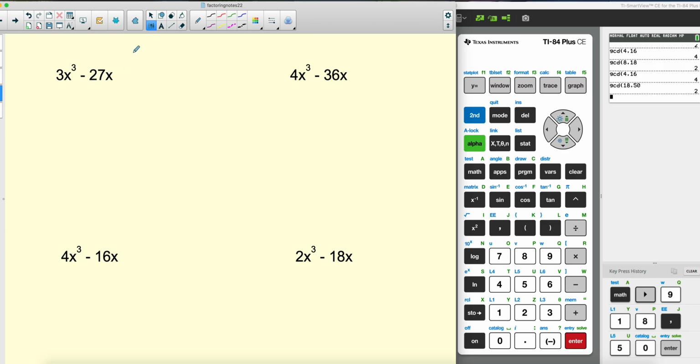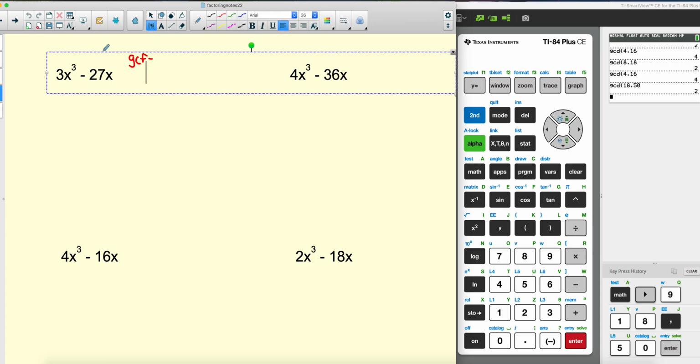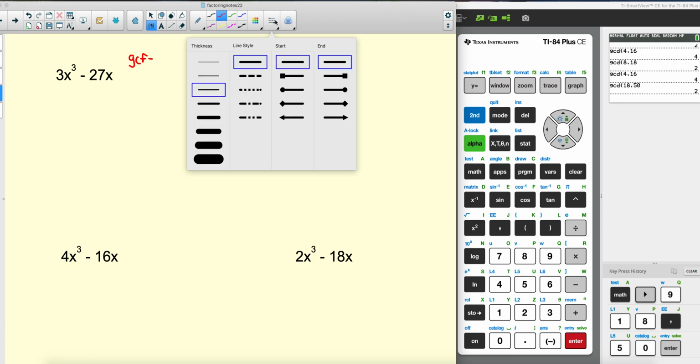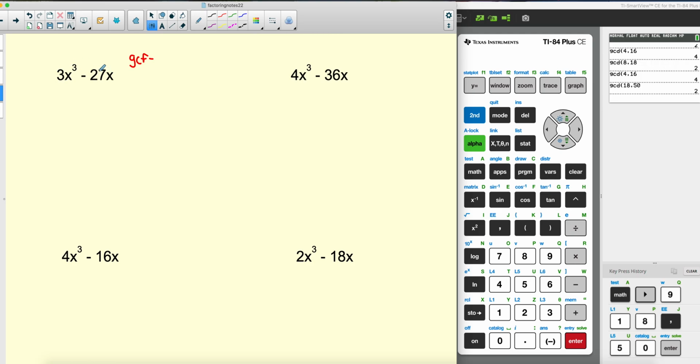So guys, now your GCF is going to have a number and the letter with it, okay? So you have to keep that in mind. It's not just a number and it's not just a letter. Here's why. You have a number in both terms, and you have an x in both terms. Now, when you have 3 and 27, the GCF is 3, okay?